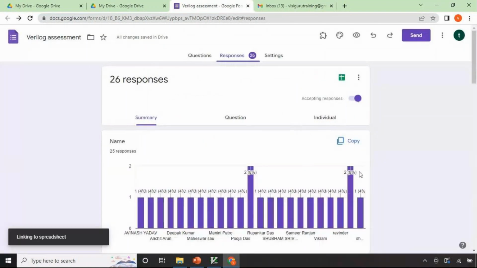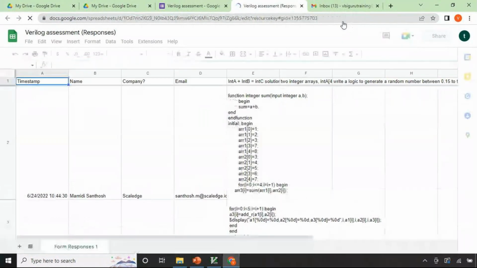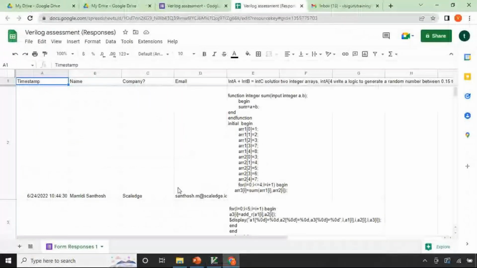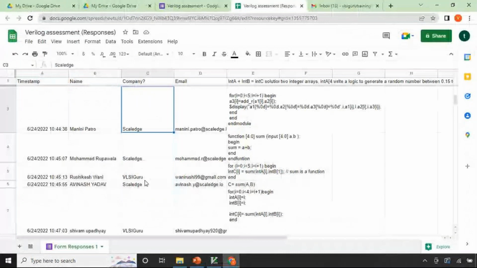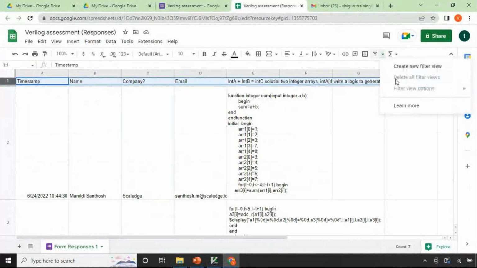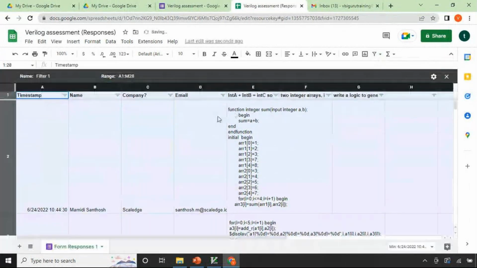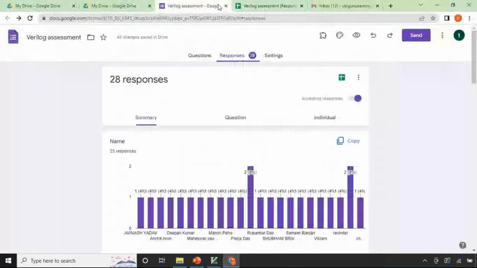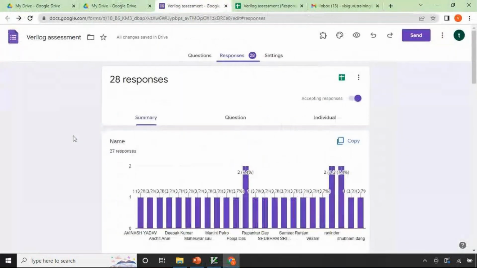Srinivas, how many people have joined the session? Around 70 plus would have joined from Scalage, at least 70 to 73. So let me see the Scalage ones, if I just filter it out. Sir, have you sent the link for the fourth question as well? The last question? If you just refresh it, it will work.